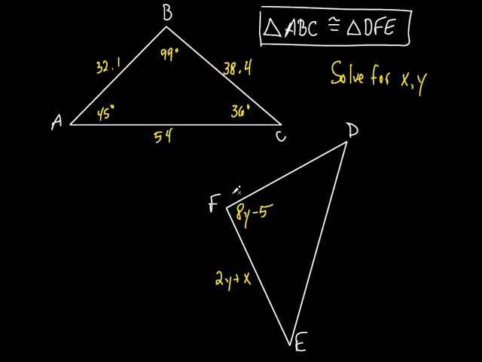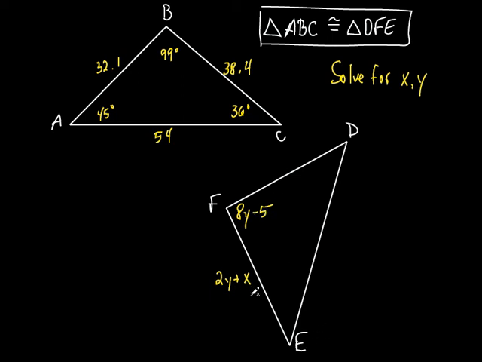Hold up. Don't lose me. Come on now. I can see you're drifting. Stop. Just bear with me here. Yeah, I think that's still right. FE is 2y plus x. Yep. Angle F is 8y minus 5. Yeah, I think we're good now.